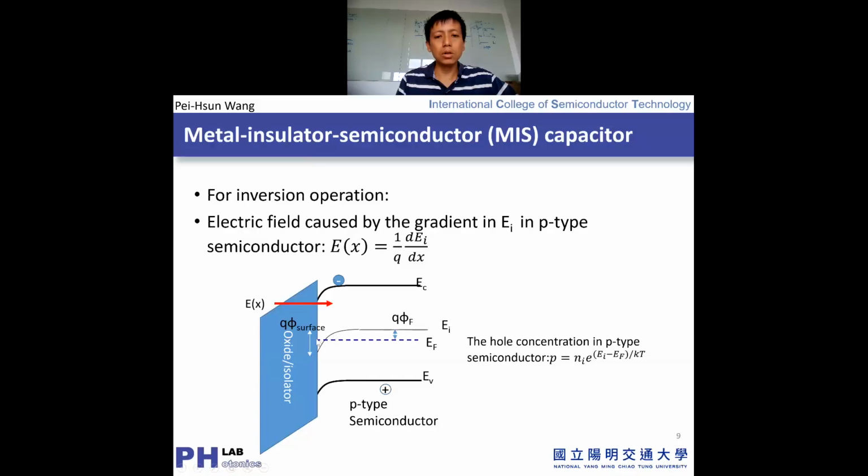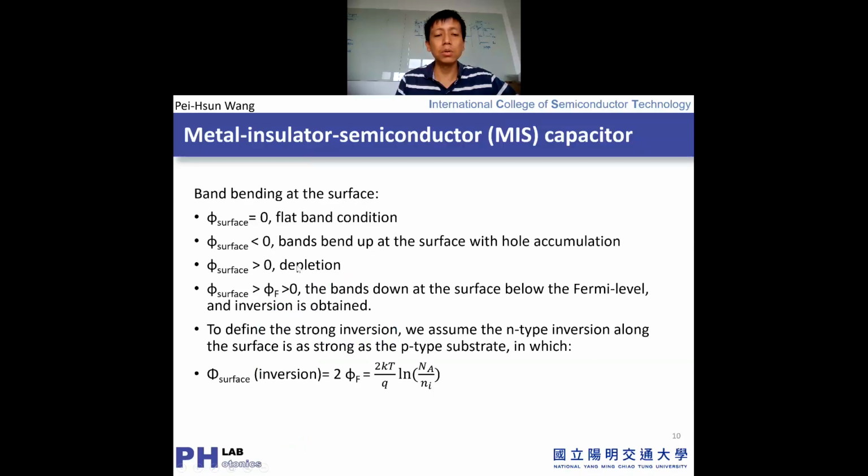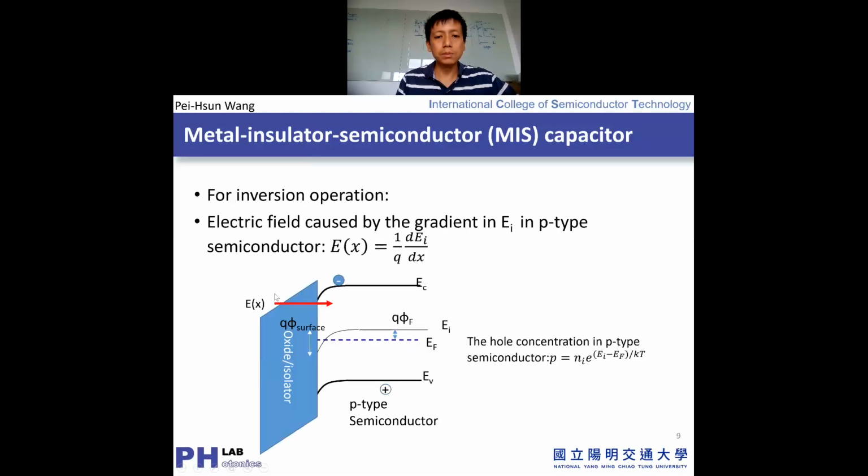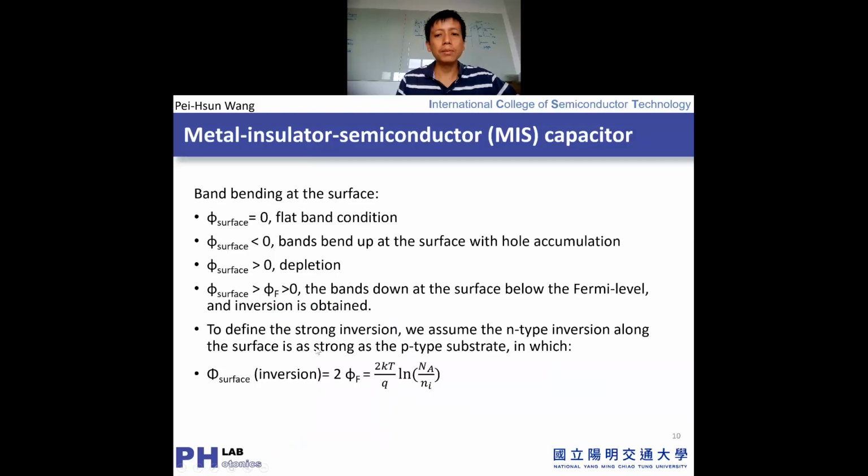So if the bend down potential is close to the difference or phi f we defined here, that means you deplete the carrier. So for instance, deplete the hole from p-type to intrinsic layer. So if you get the positive one, we first go into the depletion region. However, if your surface potential is larger than phi f, this means your bending is more than phi f, you get more accumulations of the electron minority carrier. You can try to build up, bend down the surface below the Fermi level, and the inversion is obtained.